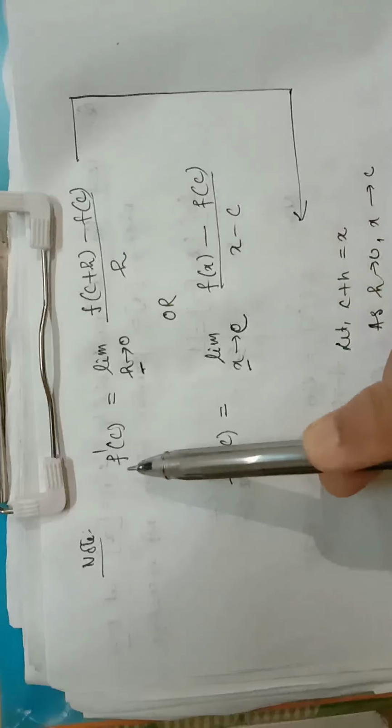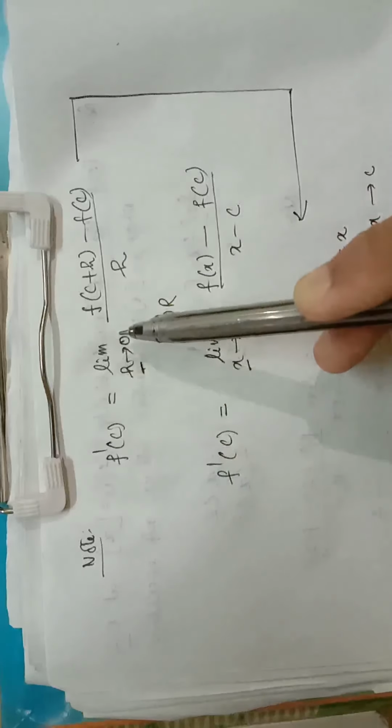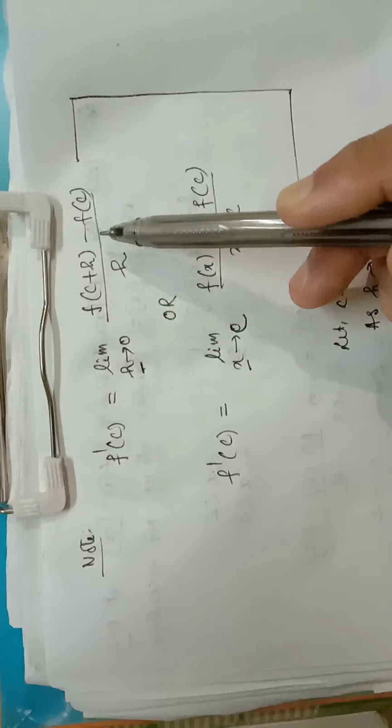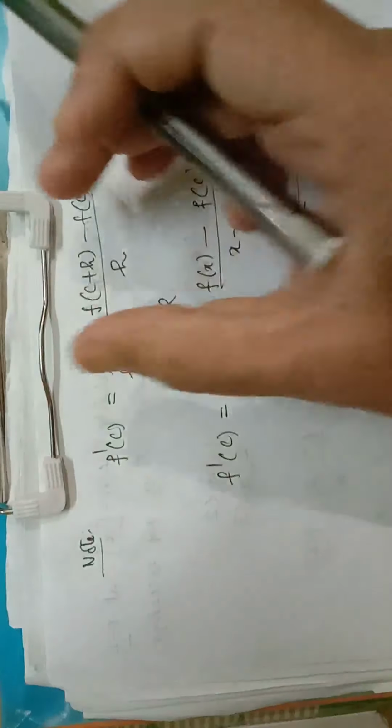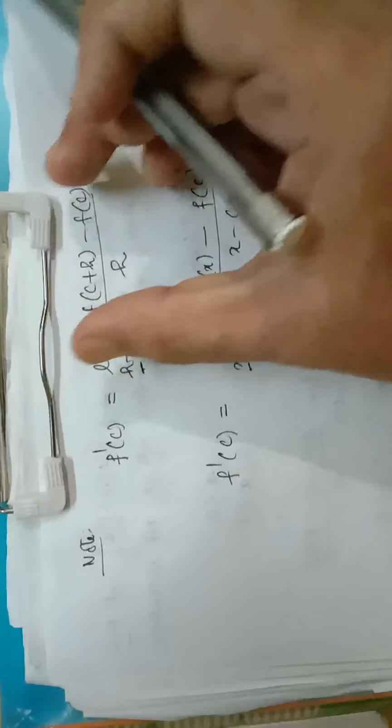L f dash c equal to, we can write limit h tends to 0 minus this, or we can write x tends to c minus this. These two are the same definition. Both the limits represent f dash c, the derivative at x equal to c.